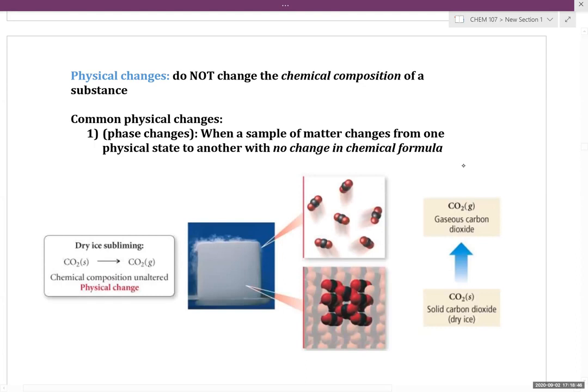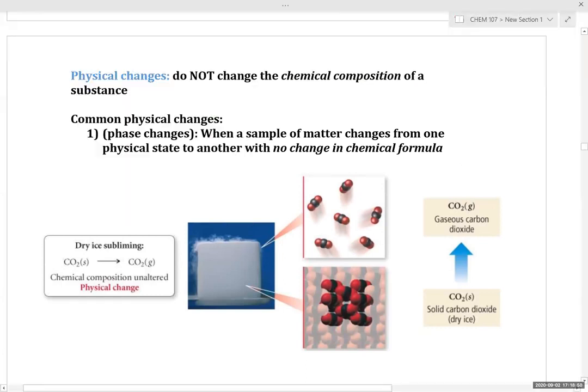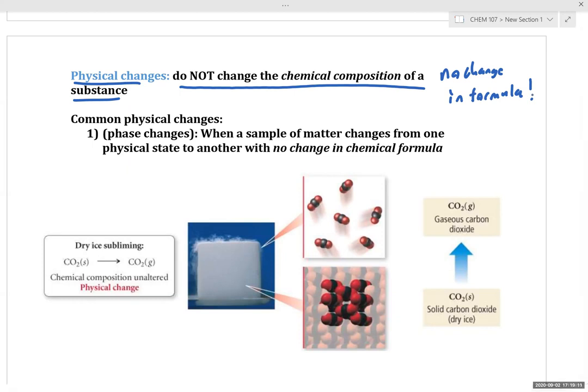If not, let's now talk about physical changes. Physical changes do not change the chemical composition of a substance. So there's no change in formula. Okay, this will be important. That's the key metric: there's no change in the chemical formula for a physical change. Here are some common physical changes.